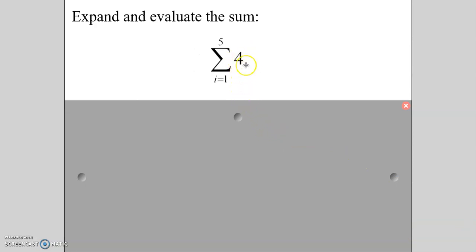What do you think of this? Notice this is not 4 times i or 4 times anything. This is just 4. So if I plug in a 1 to this equation, there's nowhere to plug that 1 into. So if I plug in a 1, all I get is 4. If I plug in a 2, all I get is 4. If I plug in a 3, all I get is 4.